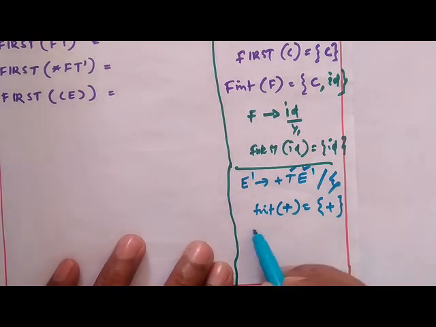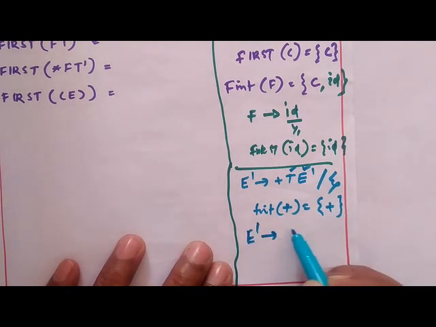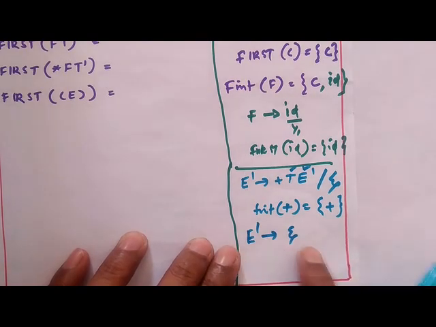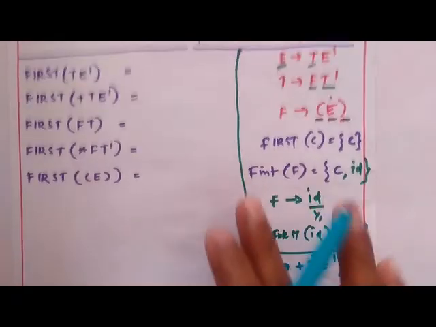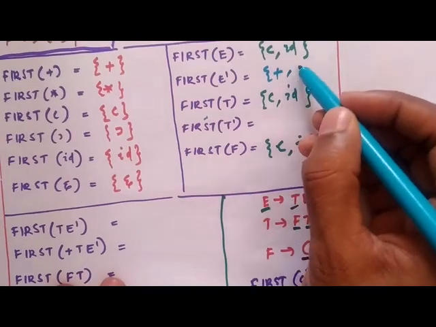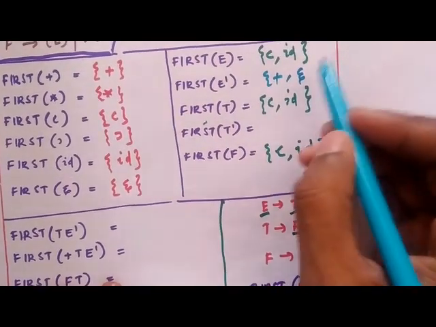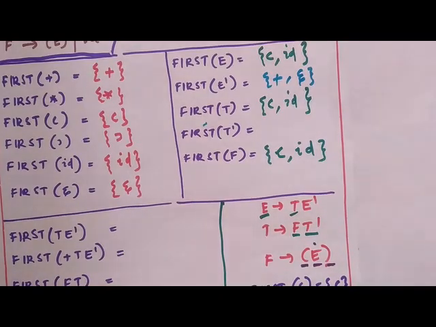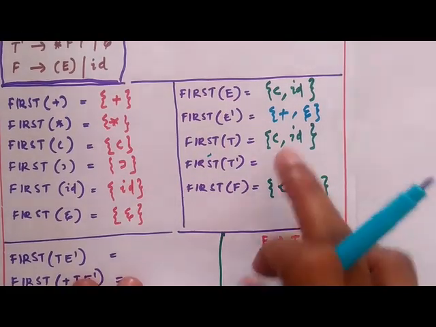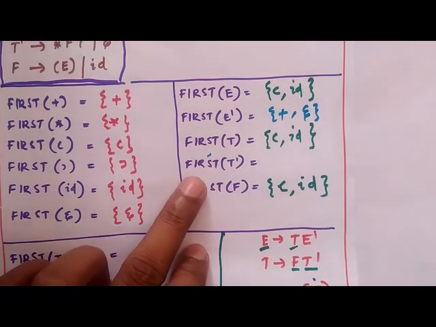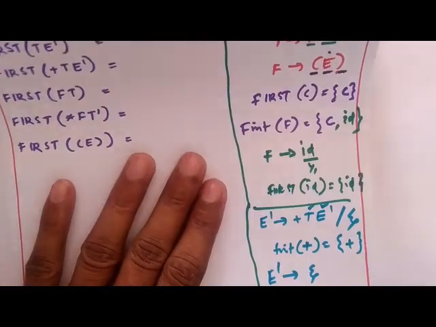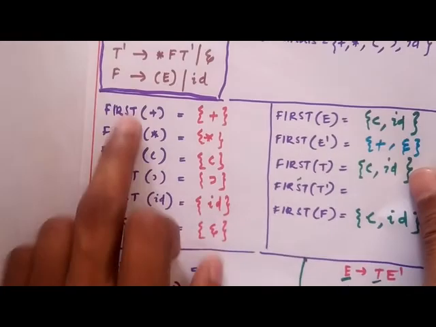Okay, fine. The next thing is E dash gives epsilon. As per our rules, if E dash gives epsilon, then first of E dash contains epsilon. So that is also over: plus and epsilon. Once E dash is ready, then we can think of first of T dash. So what is first of T dash?